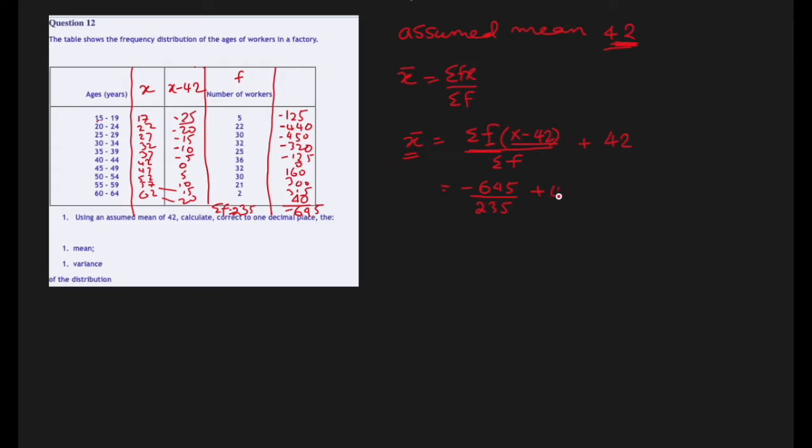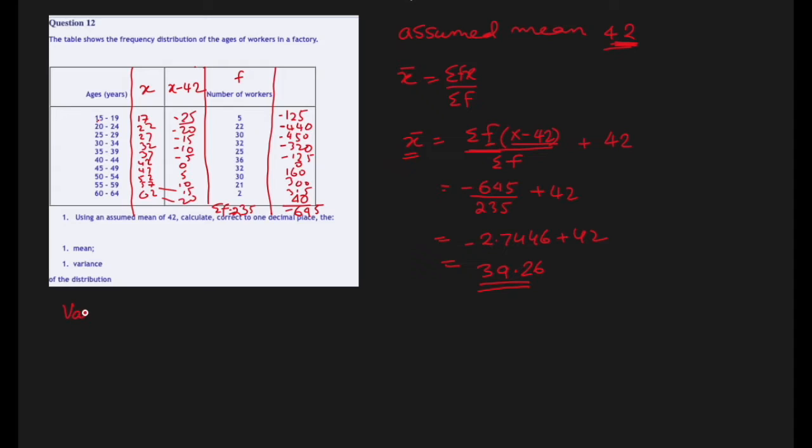We have to add 42 to this. So this came out to be minus 2.7446 plus 42, which is equal to 39.255. So 39.26 we can write. This is the mean age. They are asking about the variance as well.